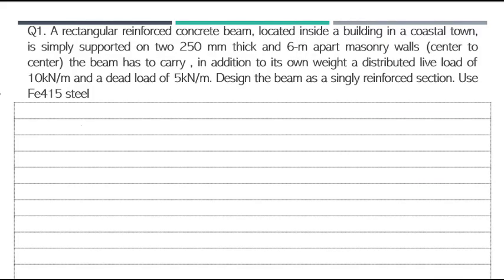We'll solve this problem now. What we have? We have a rectangular reinforced concrete beam which is located inside a building in a coastal town, is simply supported on two 250 mm thick and 6 meter apart masonry wall. This distance is center to center. The beam has to carry, in addition to its own weight, a distributed live load of 10 kN per meter and a dead load of 5 kN per meter. Design the beam as singly reinforced section. Use Fe415 steel. So in question it has been mentioned that you have to design the beam as a singly reinforced section. Okay.